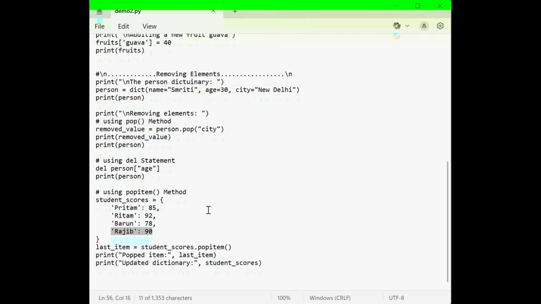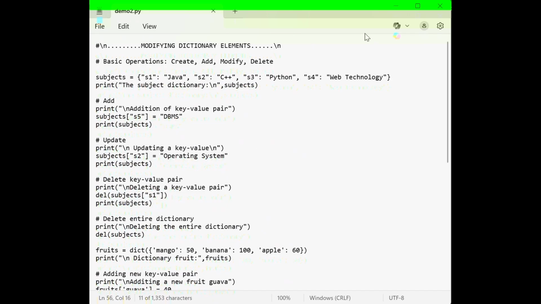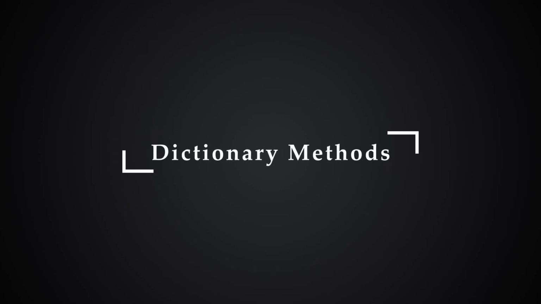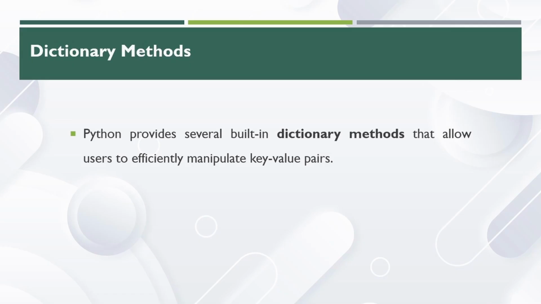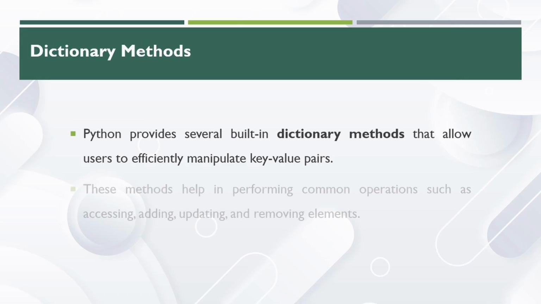In this demonstration, we covered how to modify dictionary elements by adding, updating and deleting entries. Understanding these basic operations is crucial for working efficiently with dictionaries in Python. Now let's talk about dictionary methods. Python offers several built-in dictionary methods that allow users to efficiently manipulate key value pairs. These methods help in performing common operations such as accessing, adding, updating, and removing elements.